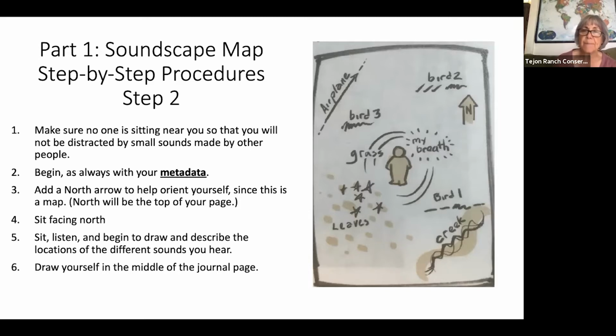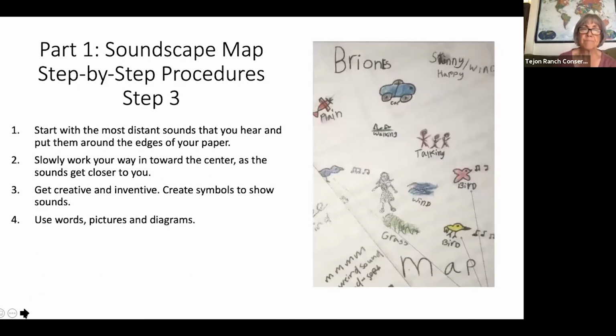Put yourself in that middle. Start with those most distant sounds. Put them on the edges of your paper. Work slowly toward the center as the sounds get closer to you. Be creative and innovative. Invent different ways to show sound. Create symbols. Use words, pictures, diagrams, and use color.